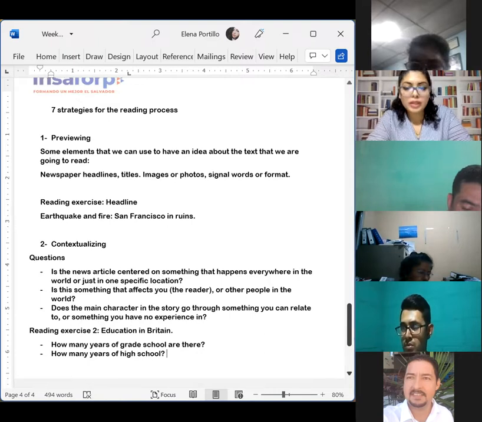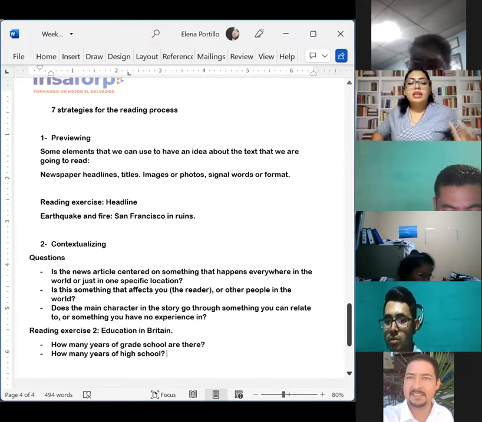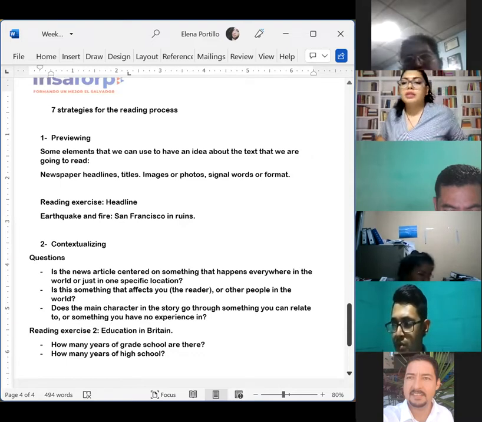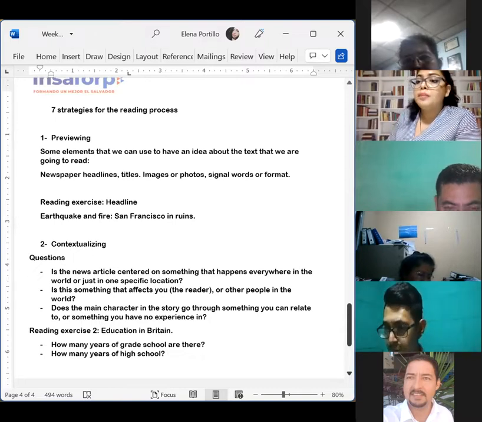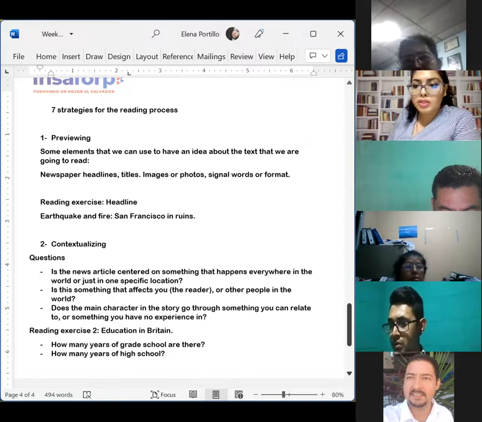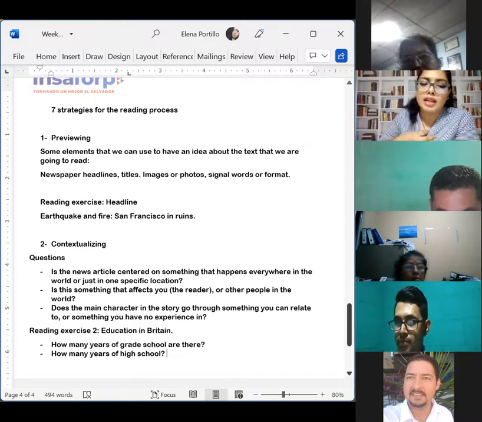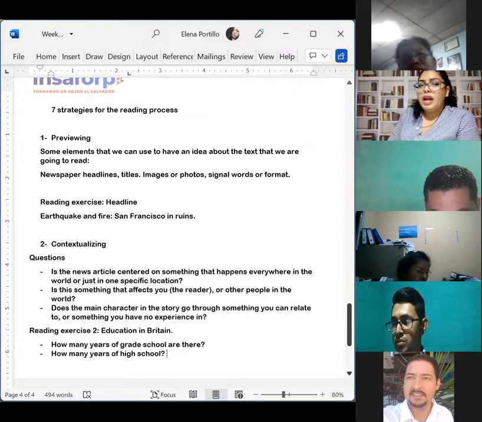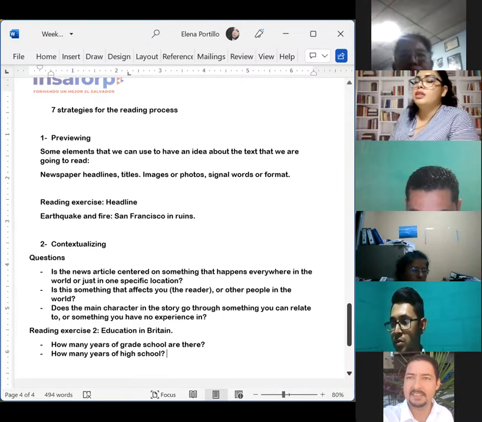Then we can read the text. So in this case, we're going to ask something. In this case, it is just an example. When we are going to read something about another country, and we know by the name of the article that it is talking about education, we can ask some questions, or maybe we can also ask questions to ourselves. So in this case, we can think, okay, I'm going to read something about another country, about education and the system that they have.